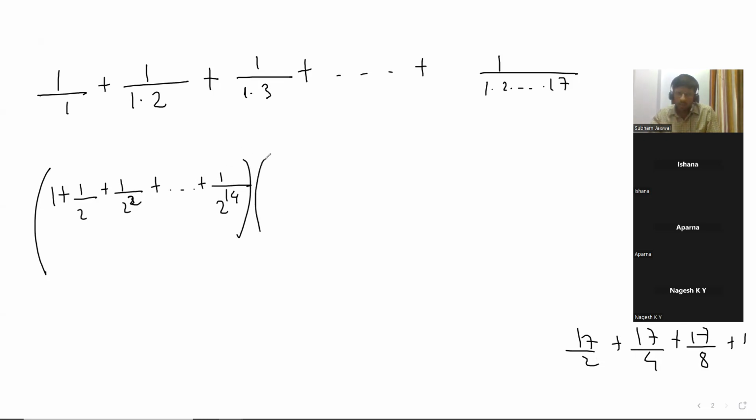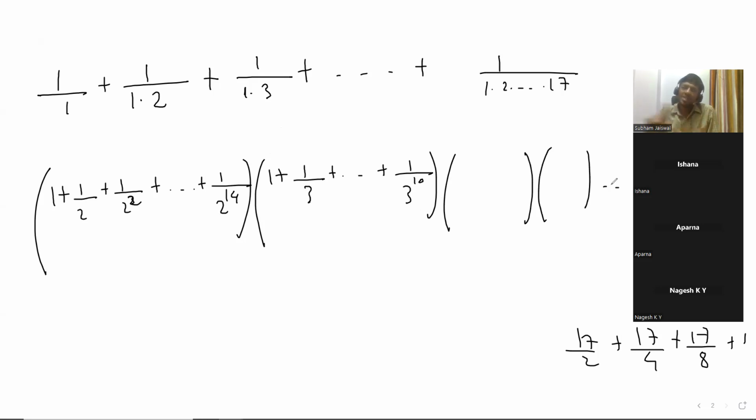And similarly, for 3, what is the highest power? Something less than 14, but whatever it is, you calculate it. Maybe 10. And then similarly, for all the primes. You don't need to do it for non-primes, right? You do the same kind of thing. What happens when you expand this expression?